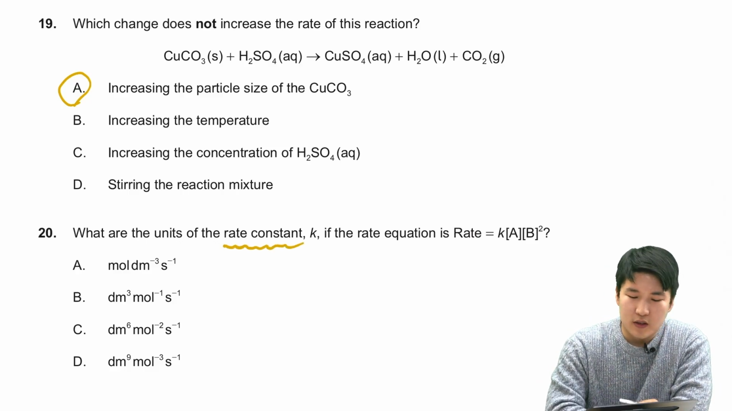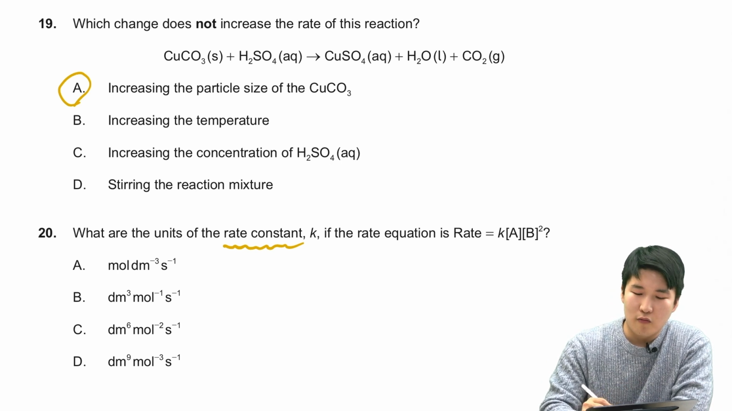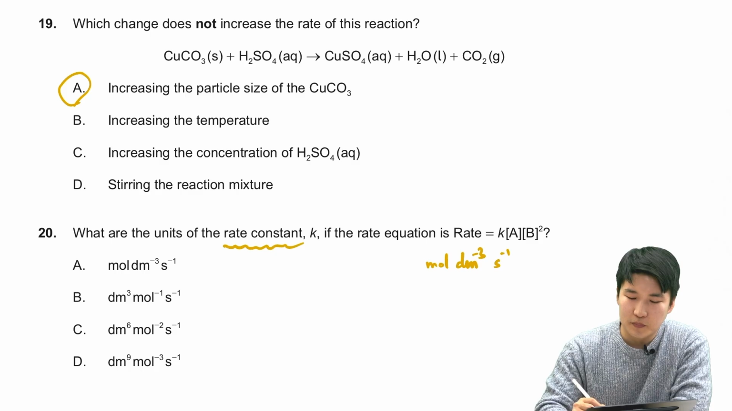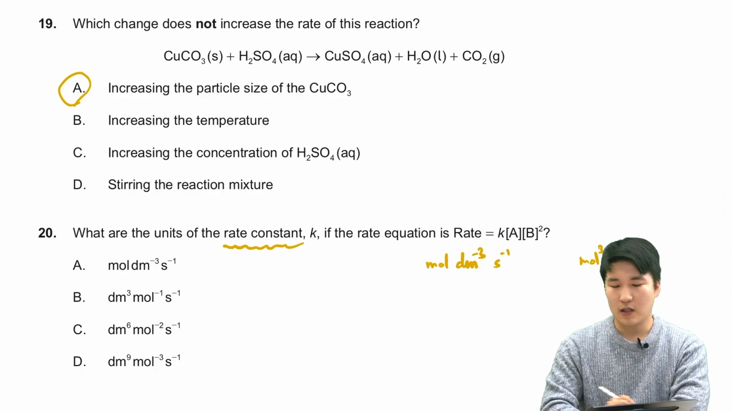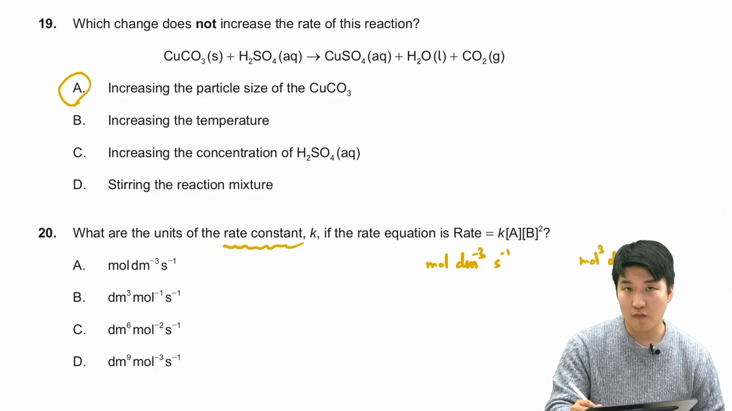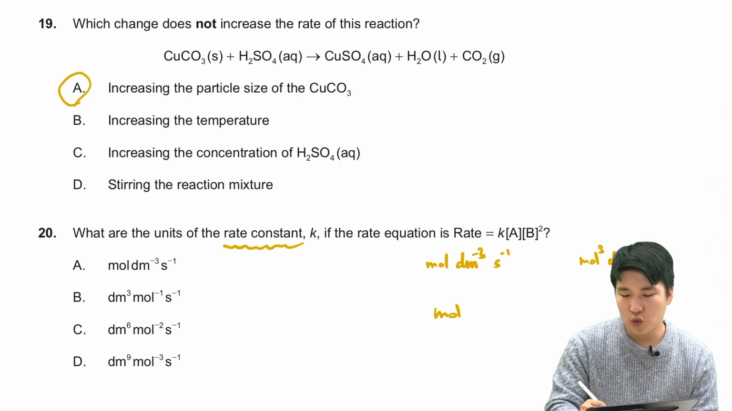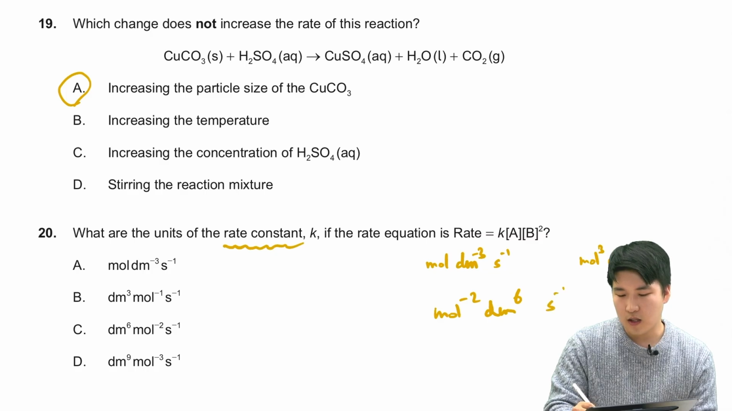Unit for rate constant for a third order reaction. Rate will always have the unit mole dm^-3 s^-1. For the third order, concentration would be mole cubed dm to the power of -9, which means that our rate constant K will be of unit mole^-2 dm^6 s^-1.